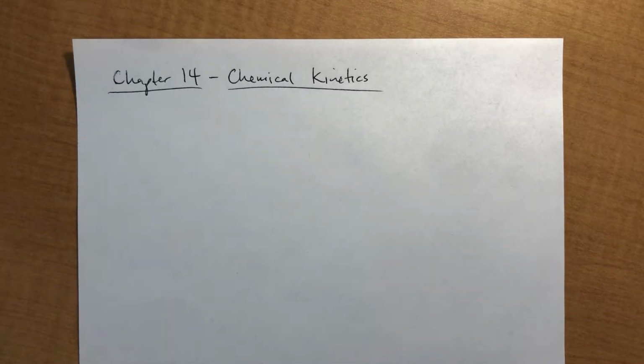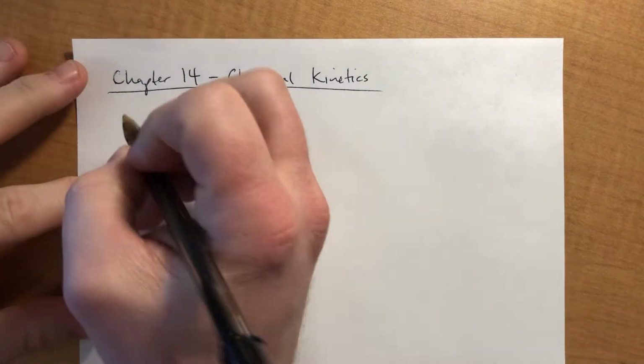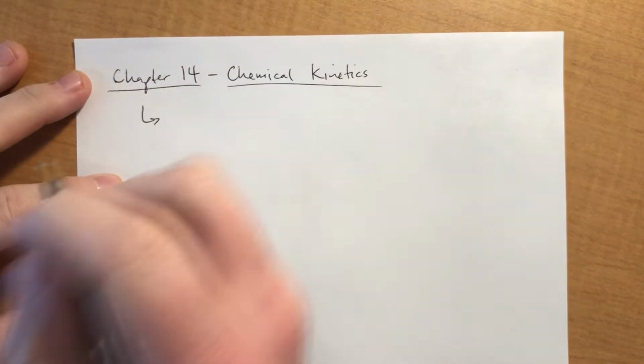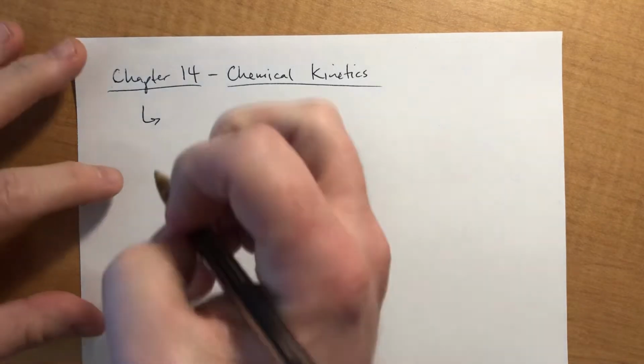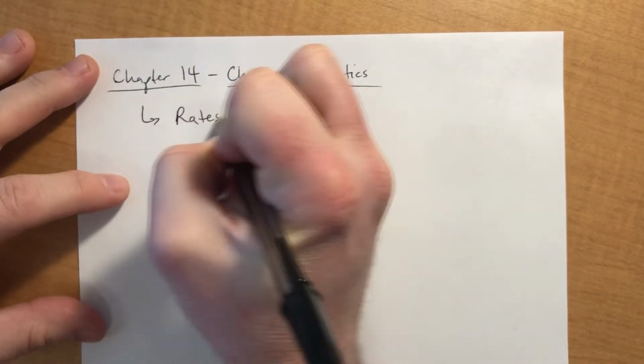This is going to be the first video of Chapter 14. Chapter 14 is about chemical kinetics. What that basically means is how fast a reaction is happening. So we're talking about rates of reactions.